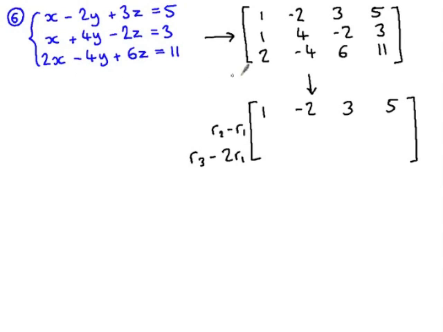In example number 6, I've written the equations in matrix form, and then I'm going to replace row 2 with row 2 take row 1, and row 3 with row 3 take 2 lots of row 1. And again we've reached a row consisting of zeros and a 1 constant. So we know that this system is inconsistent. Let's have a think about why that might be the case.